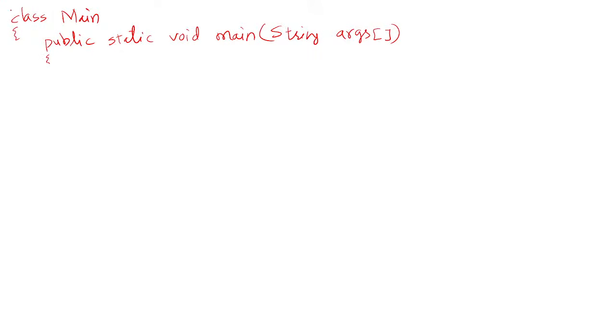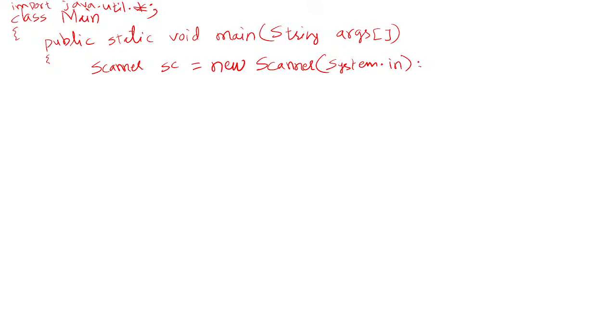For this, what we need to do is import the util package: java.util.*. Then create an object for the Scanner class. How do you create an object for the Scanner class? Scanner sc is equal to new Scanner, then pass System.in as the argument.